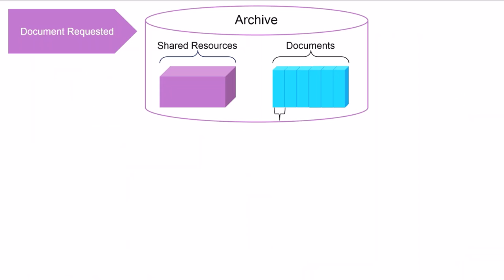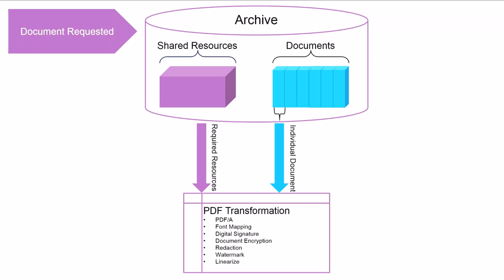So a document is requested, the archive is queried, and the shared resources that we created in the individual documents are queried for the relevant elements, and these are pulled out in parallel, so we get the required resources in the individual documents, and this is then merged by a PDF transformation, and then the transformed document is returned to the user.